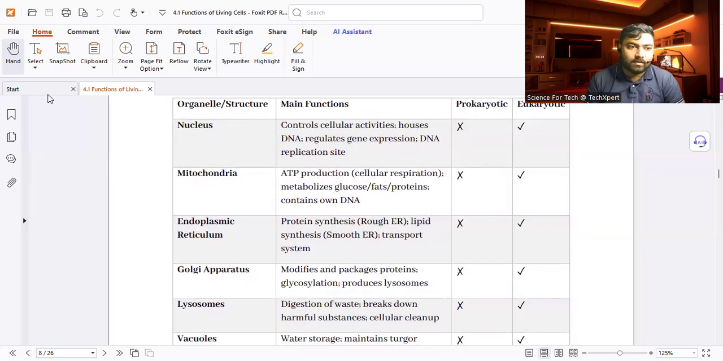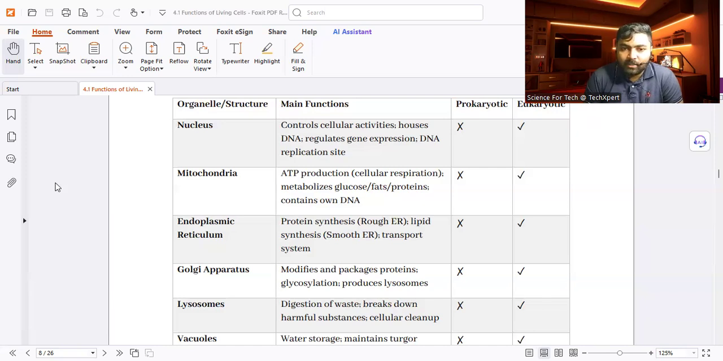Here, the nucleus. The main function of the nucleus is that it is just like a commanding officer. That means it controls all the cellular activities. And within this nucleus, we can see DNA, gene expression, and the DNA replication site.